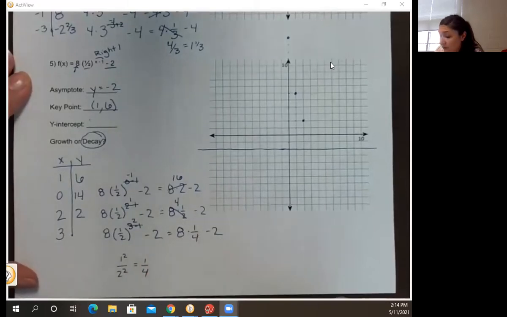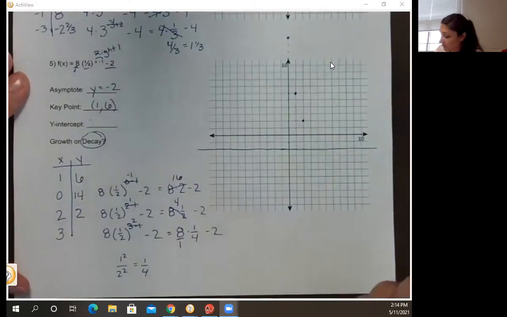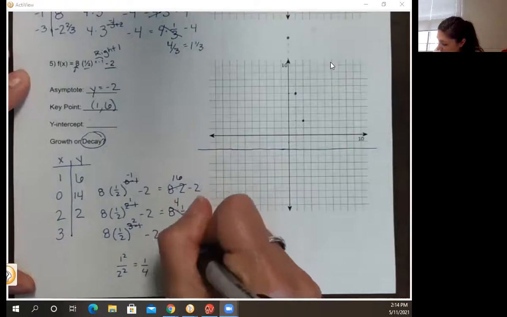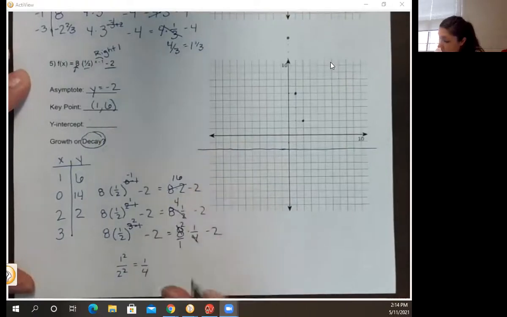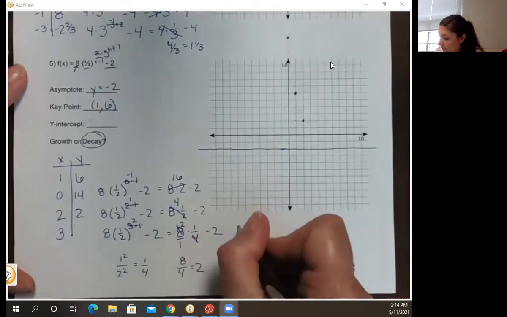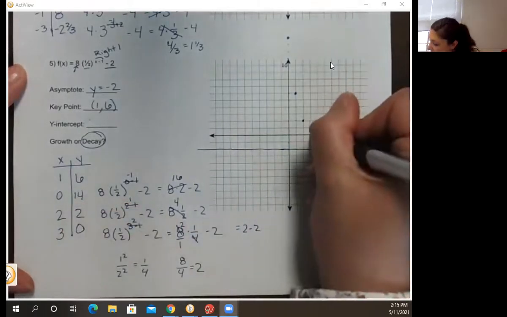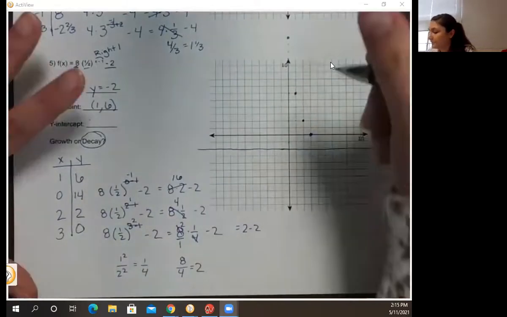So I've got 8 times 1/4 minus 2. So I'm asking for 1/4 of 8, or if you're not comfortable with that, remember I can treat this like fraction multiplication. So I could reduce here, or multiply across the top and the bottom, you would get 8/4, which we know reduces to 2. Either way, you're going to end up with 2 minus 2, which is 0. So I have the point 3, 0 on my graph as well.